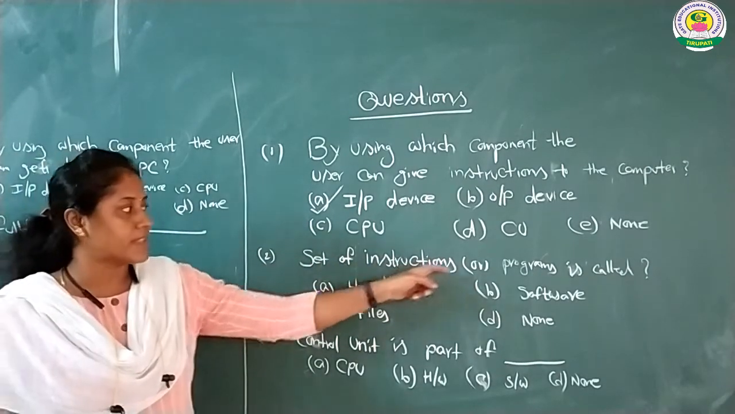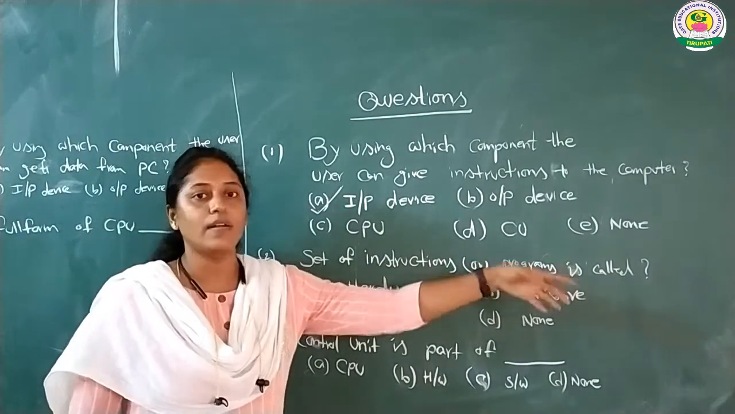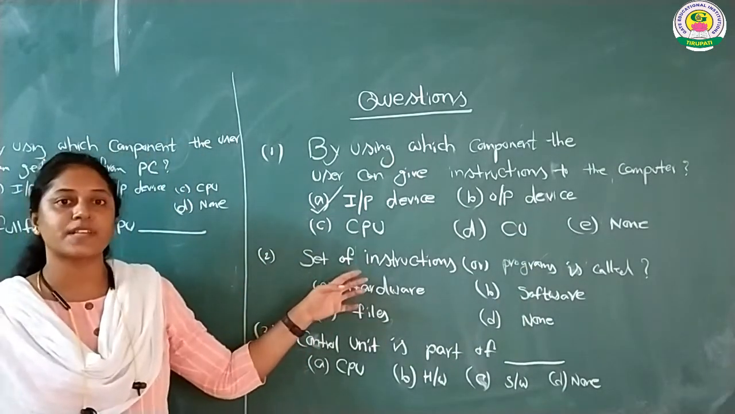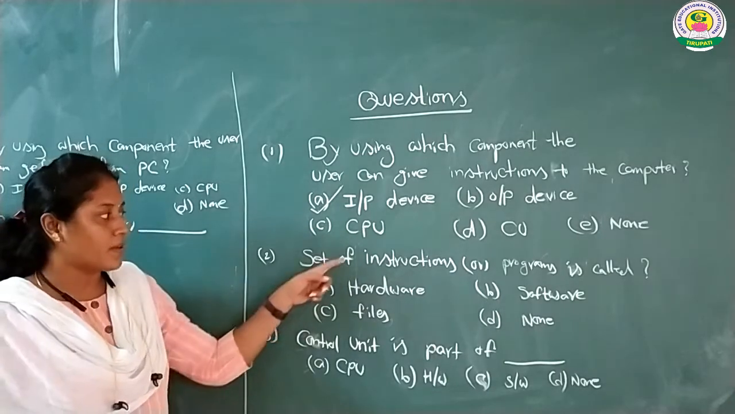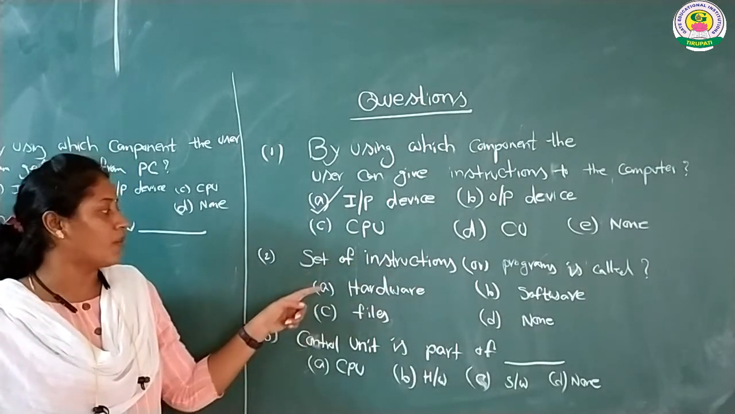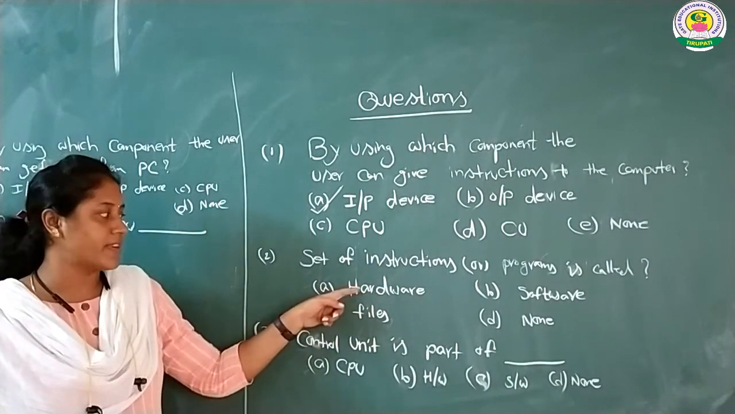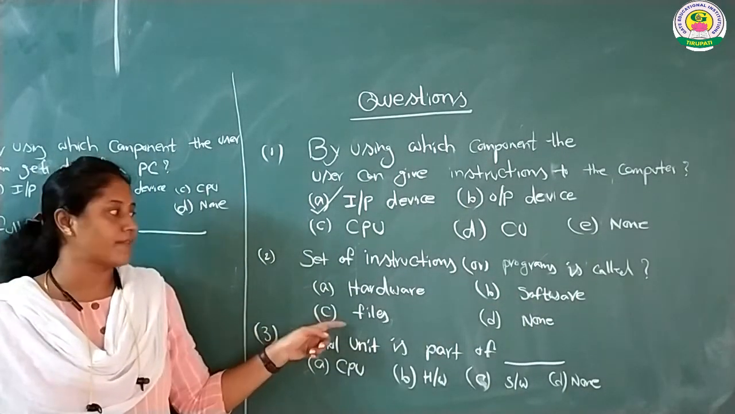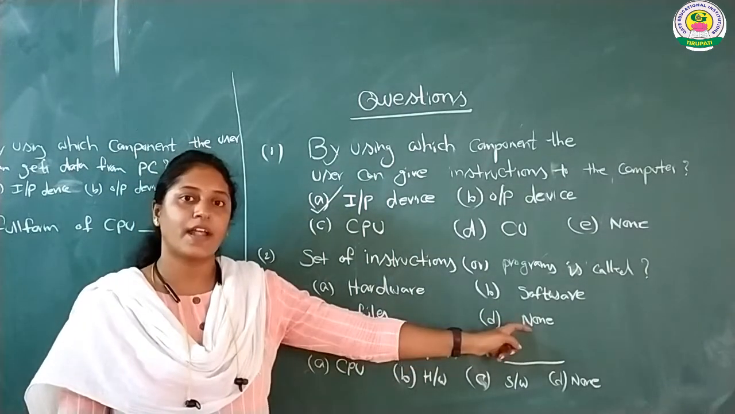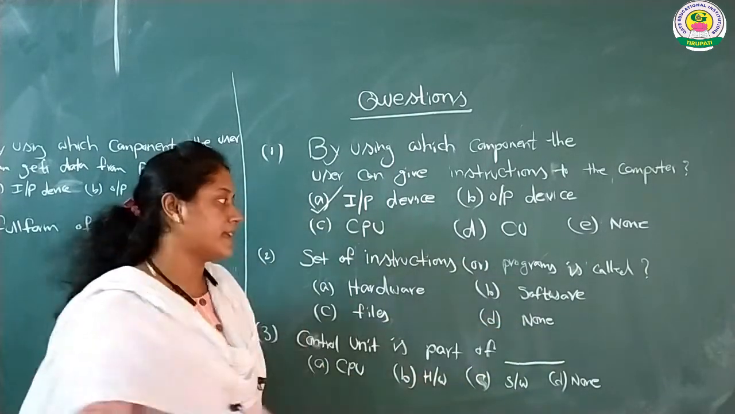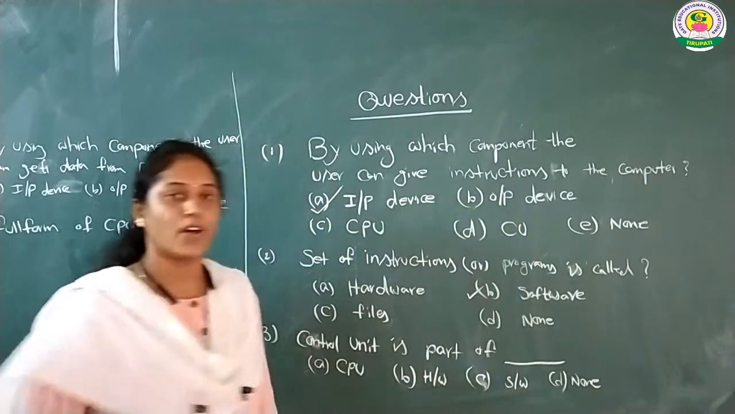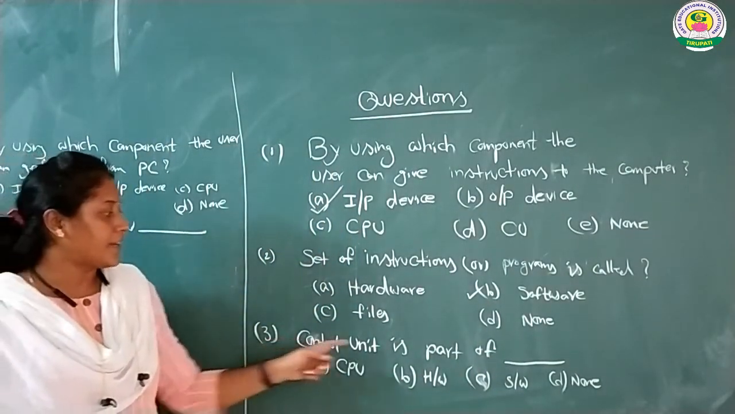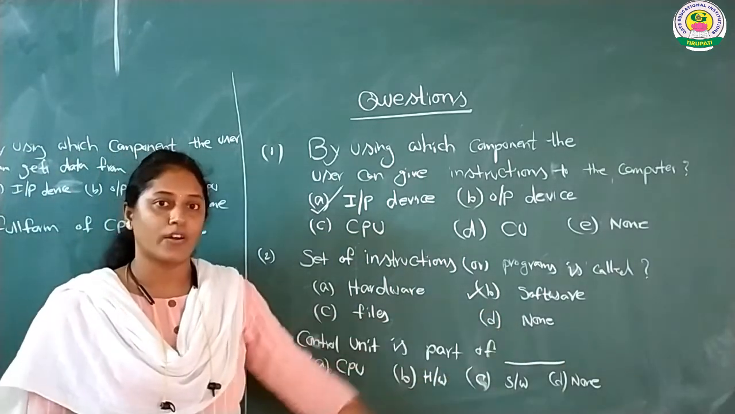A set of instructions or programs is called what? A set of instructions or programs is nothing but software. Here we have different options. The first option is hardware, the second option is software, the third one is file and the fourth one is none of the above. So the right answer is software. And coming to the third question, control unit is part of what?